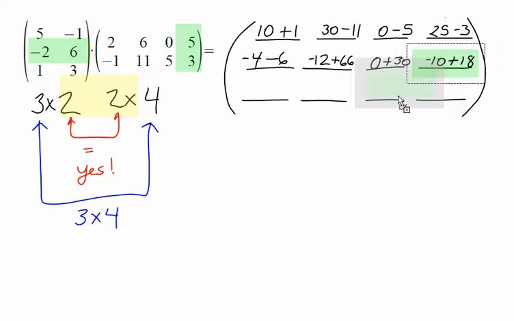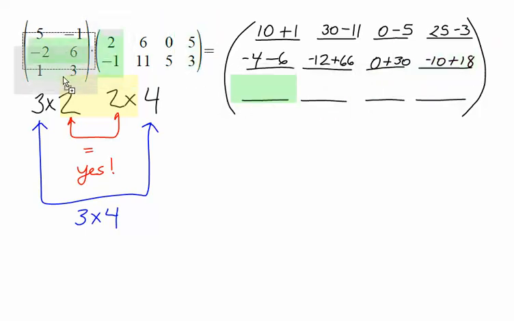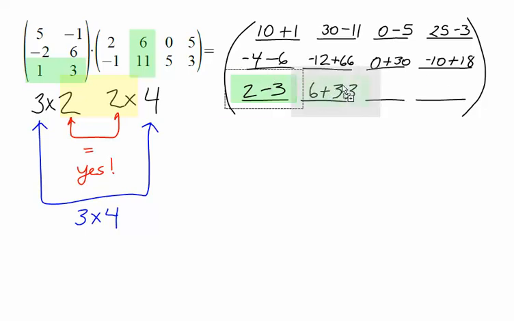Now we're going to go to the third row, first column. So third row with first column, 1 times 2 is 2. 3 times a negative 1 is a minus 3. Third row, second column. 6 times 1 is 6. 3 times 11 is 33. So that would be what we just did.